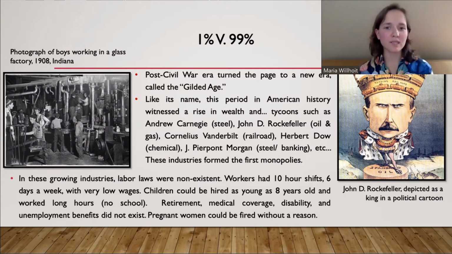And there are other tycoons, very wealthy men and wealthy families. But these are the famous ones that we think about, especially Rockefeller, Vanderbilt, Carnegie. I would say those are the three big ones.